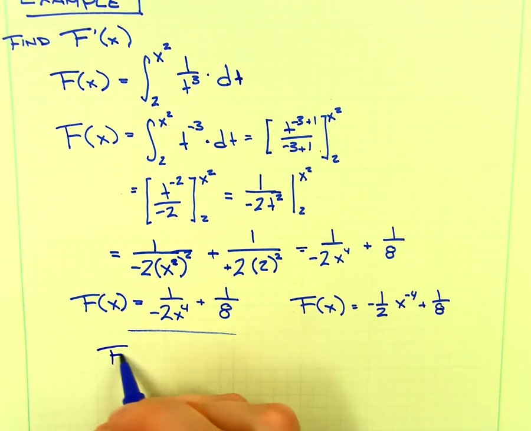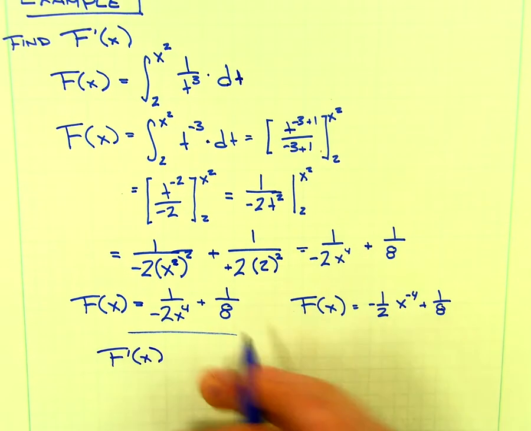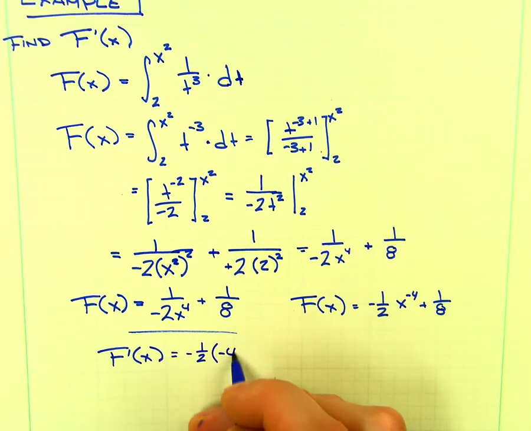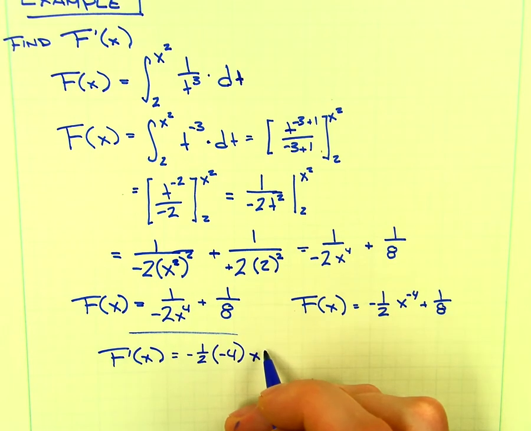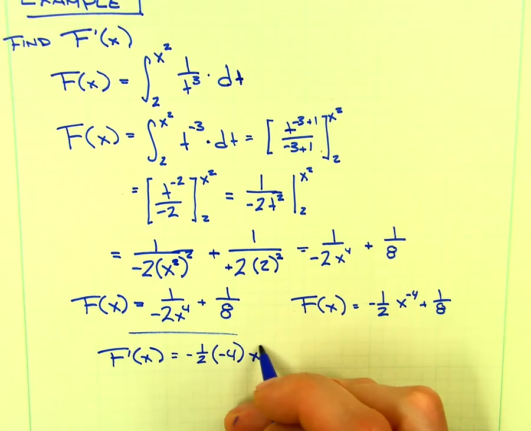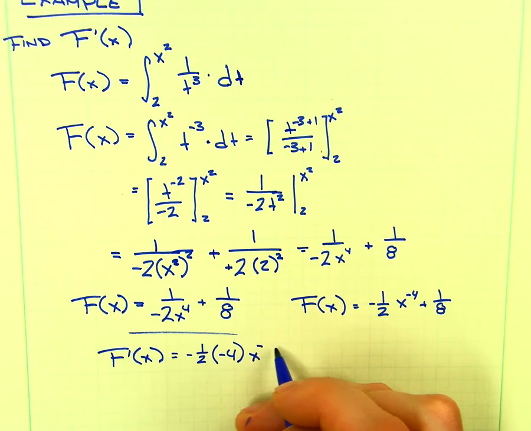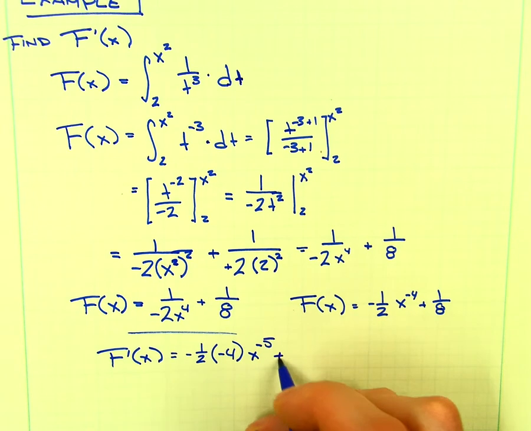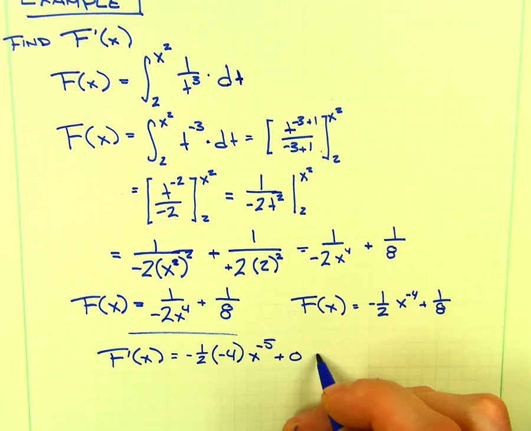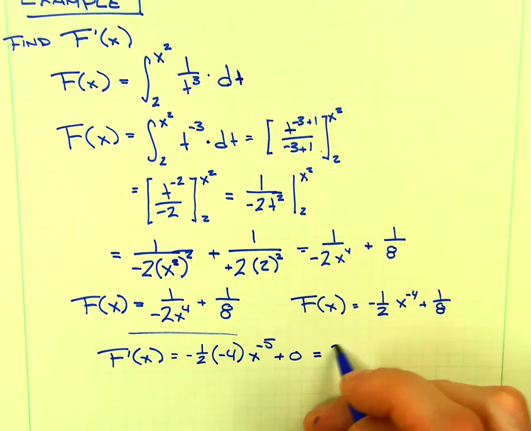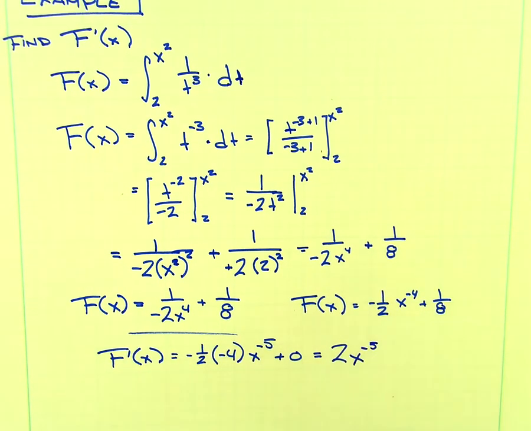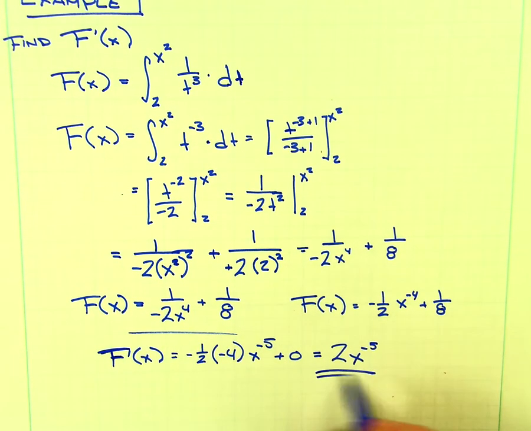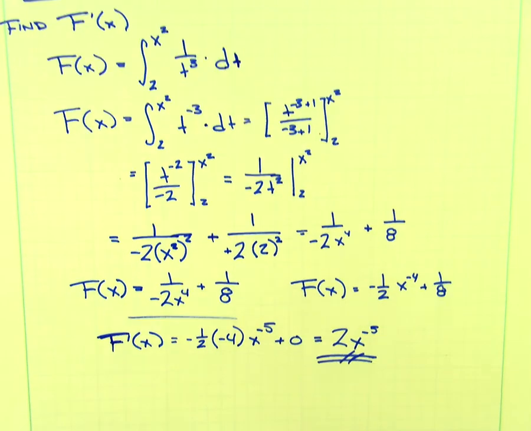And then I can say f prime of x: the 1/8 goes away, the negative 4 comes out front, so I say negative 1/2 times negative 4 x, and instead of negative 4, this is going to be x to the negative 5, so I'm subtracting 1 from there. And then the plus 1/8 goes to just 0. This just becomes negative 4 times that, which is just going to be 2x to the minus 5th. Awesome. So that's going to be my f prime of x. That's the total answer. So that's the first way to solve this.